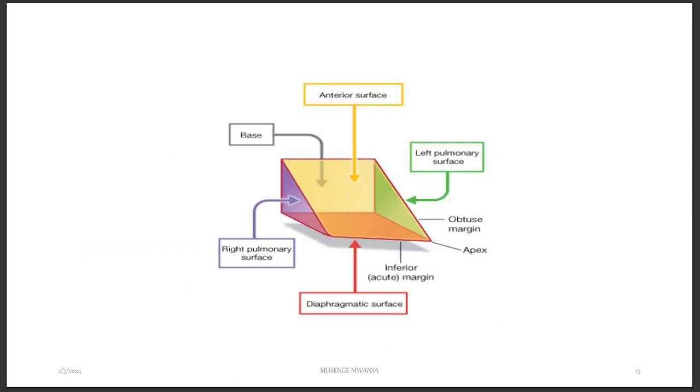Okay, so this is how it looks. You can see the left pulmonary side, the right pulmonary, the base posteriorly there, and then the anterior side here, the diaphragmatic surface down, and also the apex.